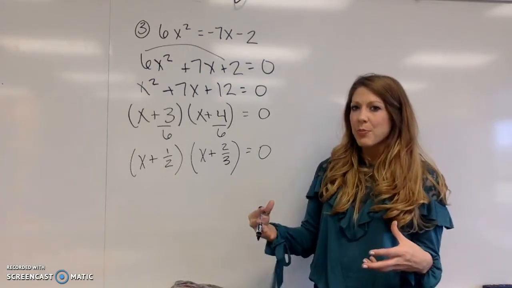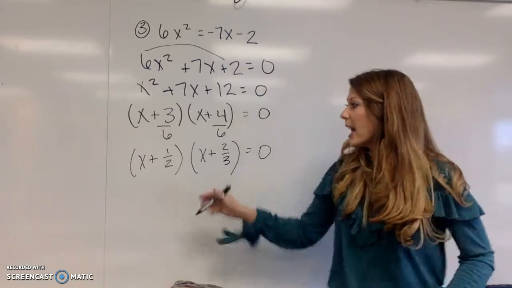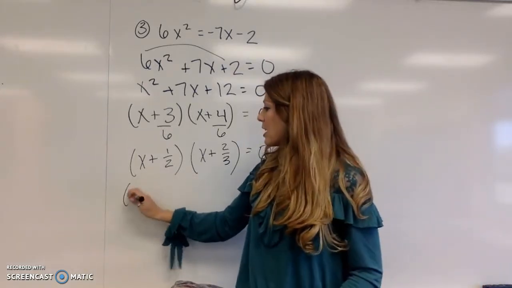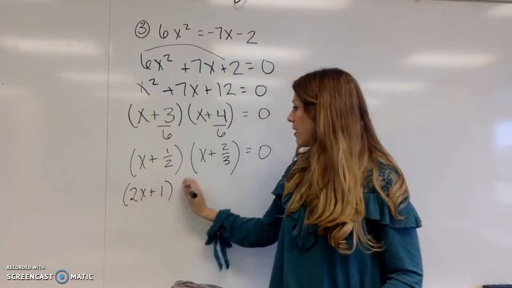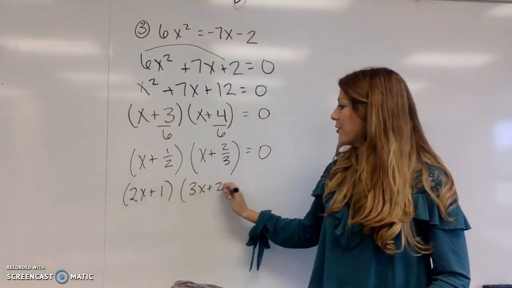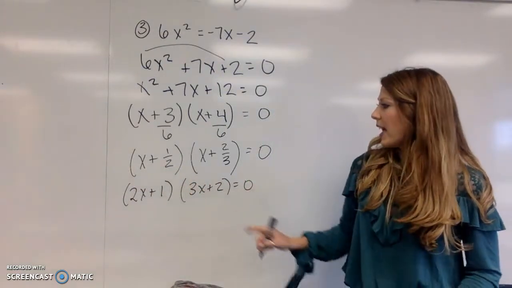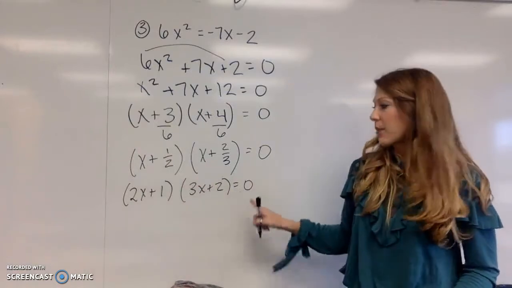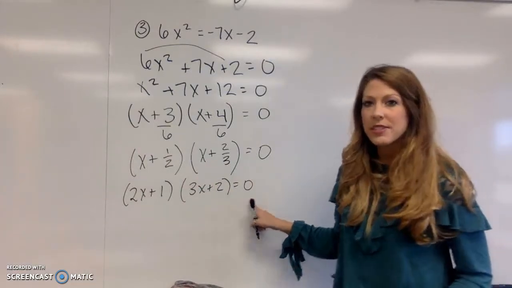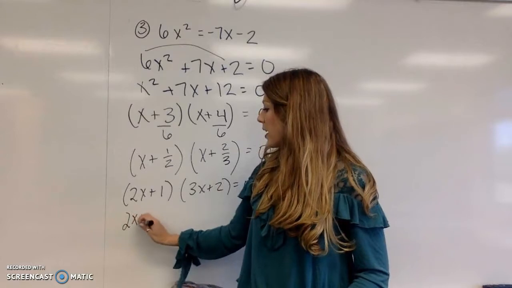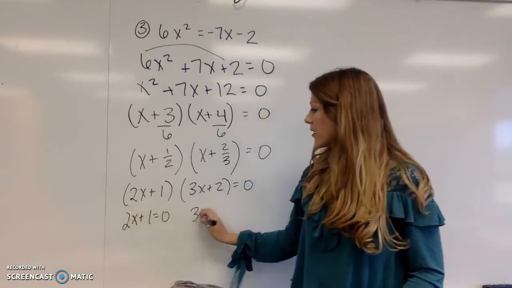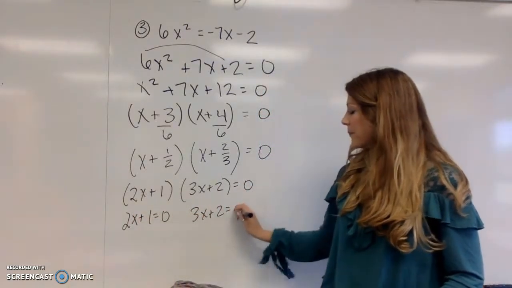But if you like the process of what we're doing here, next we would bottoms up. So 2x plus 1 and 3x plus 2. Once you have your two factors, now we need to set them both equal to 0 and solve. So 2x plus 1 equals 0, and 3x plus 2 equals 0.